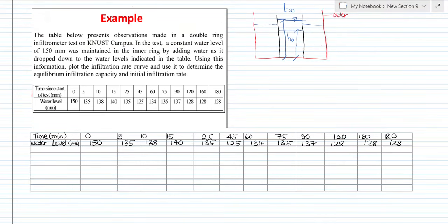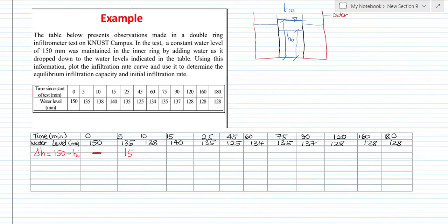So the first thing that we look at is the change in water head. Now the change in water head is the initial water level minus the new water level that we obtained. So at the beginning of the experiment, at time equal to 0, the initial water level is 150, so here will be dash. The initial water level minus the water level there will give us the change in water level. That's 150 minus 135, and that is 15, right? Then 138, and 150 minus 138, that is what?